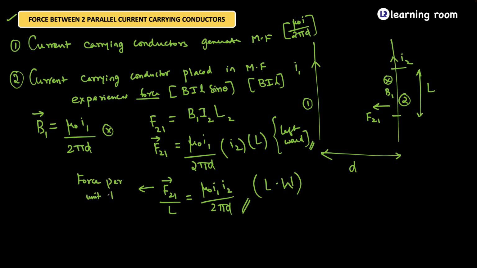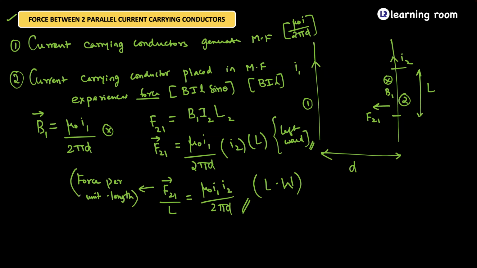unit length. You will only be able to calculate that. So be very careful with the question. If they ask you force, they need to give you this L value so that you will take this L and multiply on the other side to get the final result. If that is not given, then you can only calculate force per unit length. So F21 divided by L is going to be the force per unit length on the second conductor due to the magnetic field produced by the first conductor.